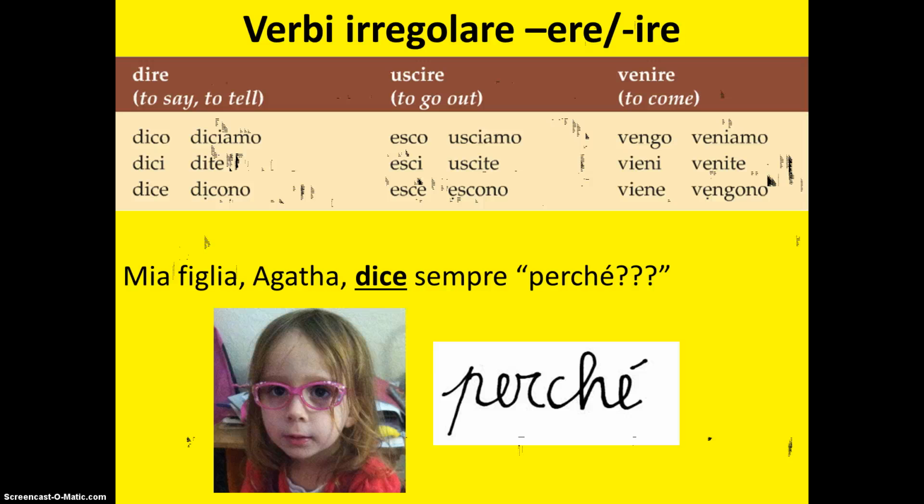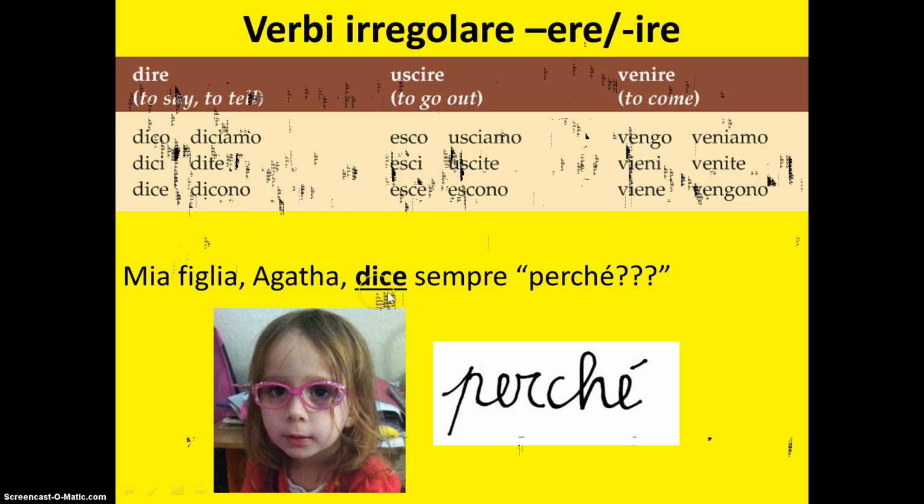Here are some irregular -ire verbs: dire, uscire, and venire. As you can see, dire takes on a c that's not in the root. Uscire is somewhat irregular as well, and venire. So again, I would memorize these. Dico, dici, dice, diciamo, dite, dicono. Esco, esci, esce, usciamo, uscite, escono. Vengo, vieni, viene, veniamo, venite, and vengono.